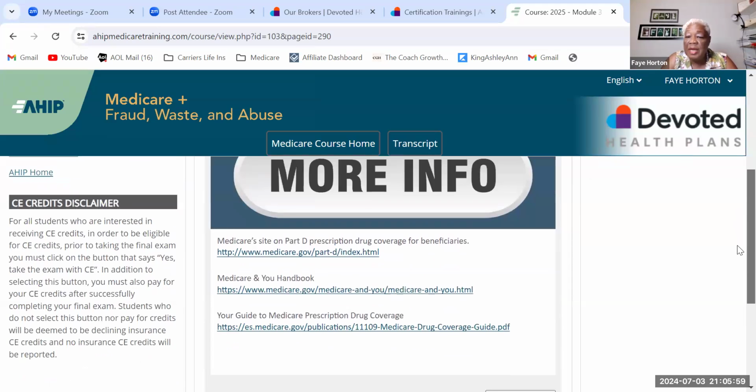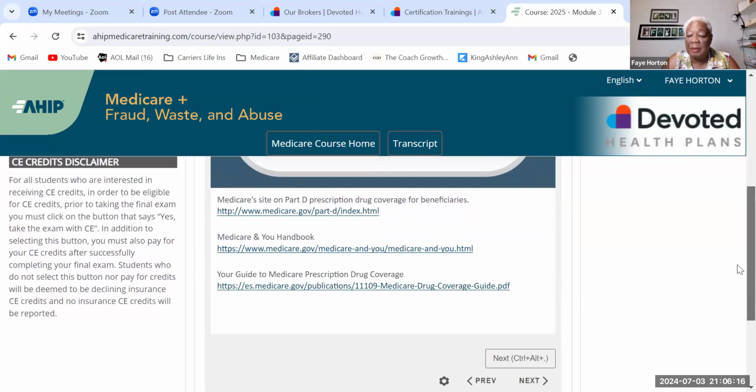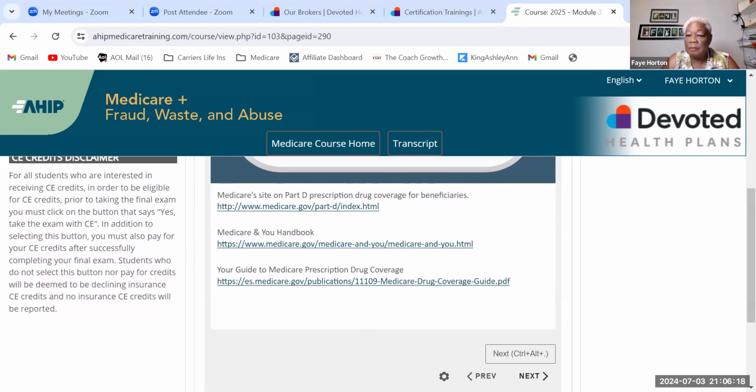Here's where more information is available about prescription drug plans. Of course, you have Medicare.gov, you have the Medicare and You Handbook, and you have Your Guide to Medicare Prescription Drug Coverage, which is a publication that's put out by the Medicare Department.